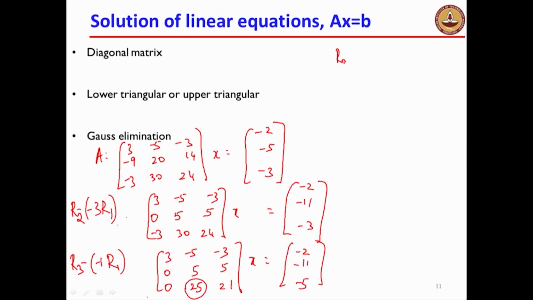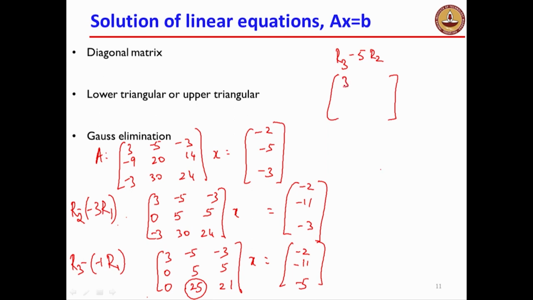So the only way to make a 0 with this is not to use R1. If you use R1 to make a 0 over here, then 3 over here will come and mess it up and give you a 0 in the third row. So the only other row which is available to you is the second row. So we try to get a 0 in the 3, 2 position over here by using the second row, and we do that by R3 minus 5 times R2.